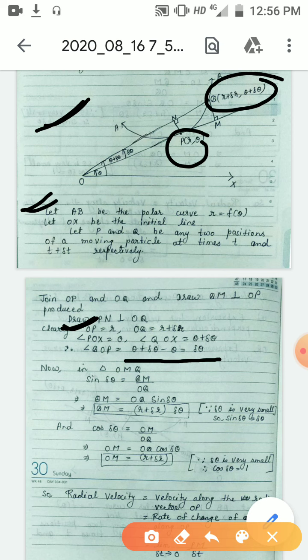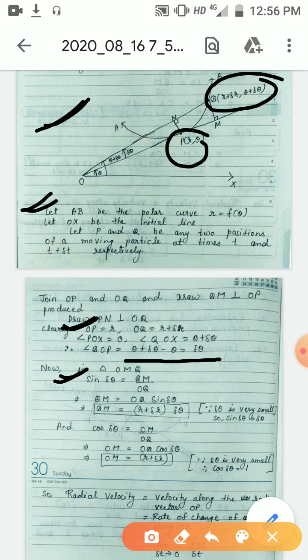Now in triangle OMQ, what is sine delta theta? Sine delta theta is QM by OQ. So from here we can write that QM is equal to OQ sine delta theta. So QM is (r plus delta r) into delta theta, as delta theta is very small, so sine delta theta is equal to delta theta. How will we get this? You have to find the expansion of sine.